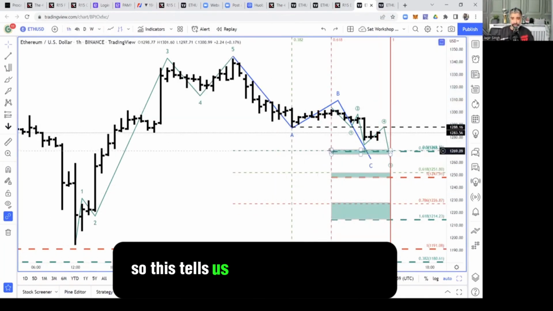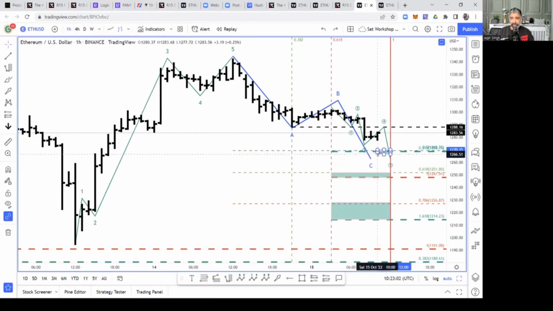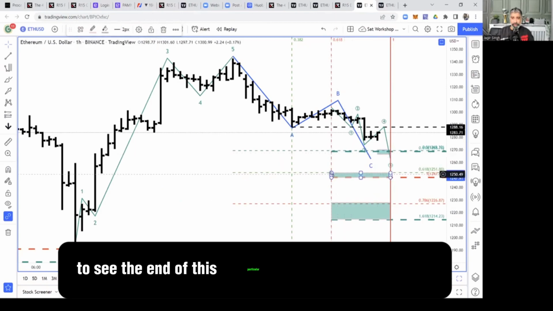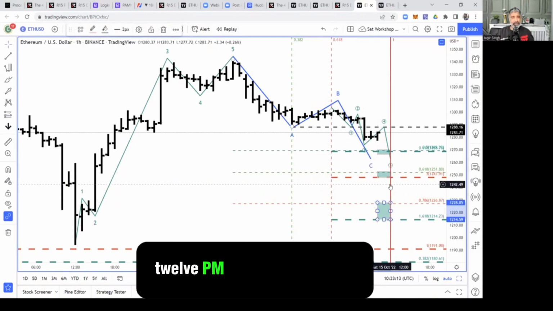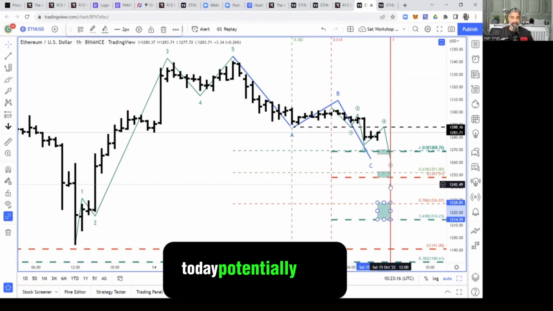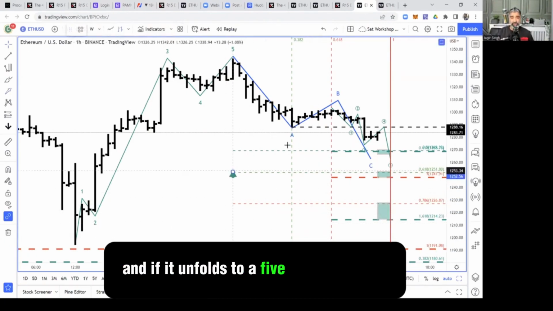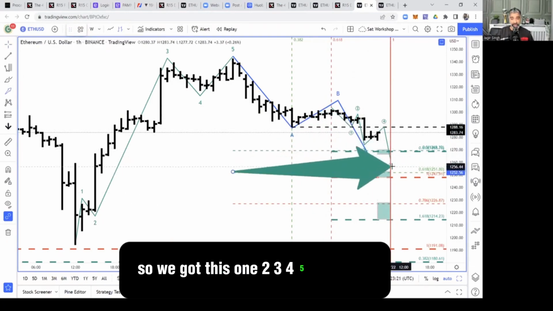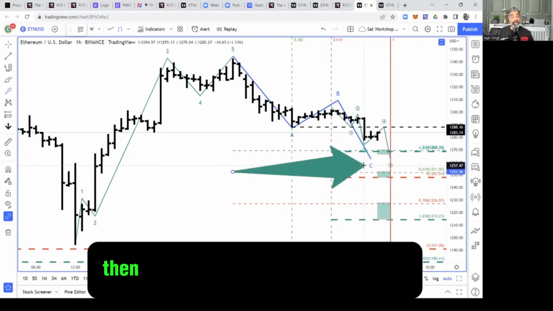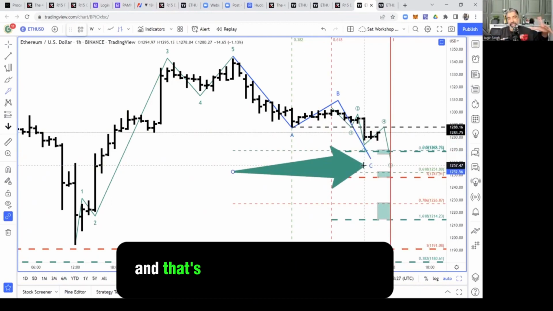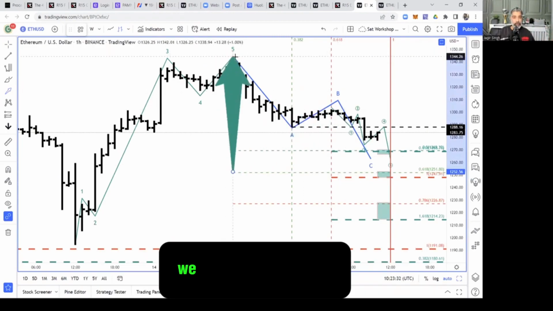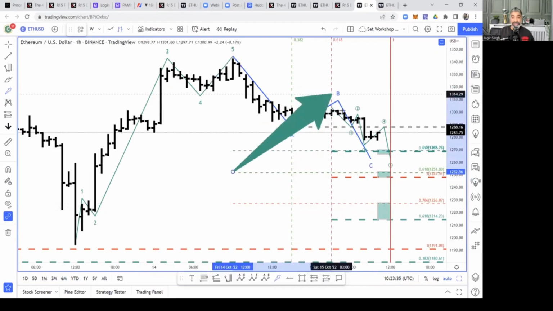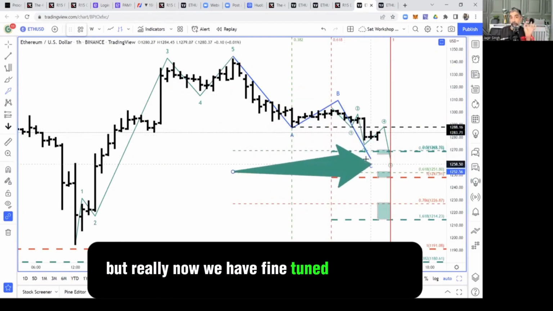So this tells us that we are very likely to see the end of this particular move to the downside by 12 p.m., 12 to 1 p.m. today, potentially, right? And if it unfolds to a 5-wave structure, so we've got this 1, 2, 3, 4, 5, obviously, then we can look for a long trade opportunity. And that's in the entry to exit course. We can go long on a swing high of a wave B, we can be more patient. There's multiple ways of going long, but really now we have fine-tuned the bottom.